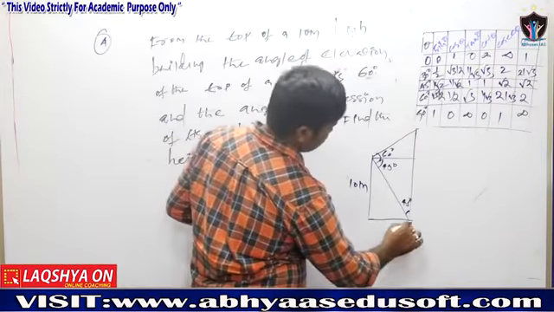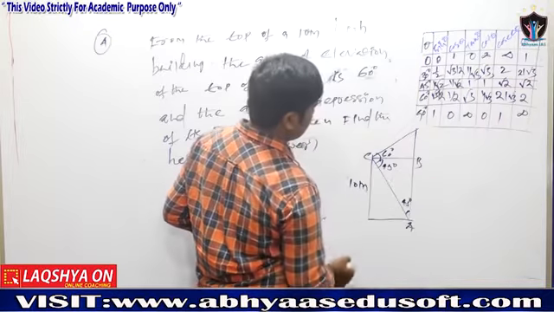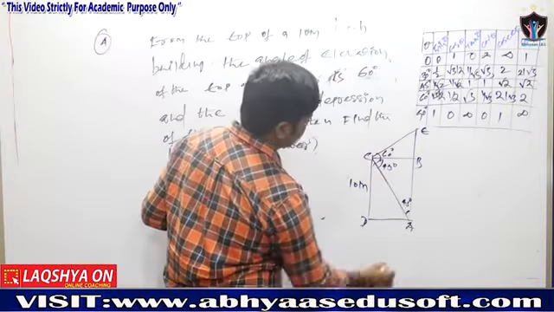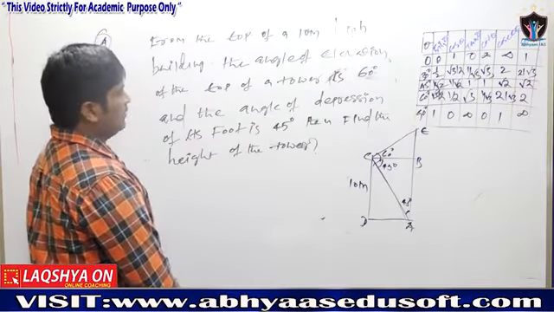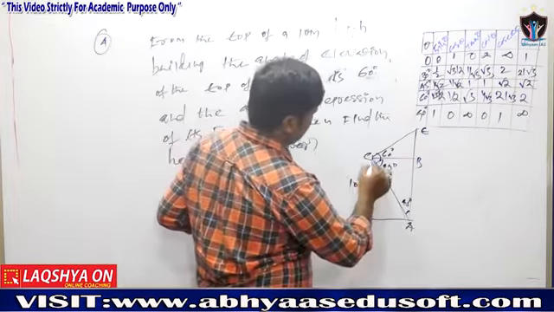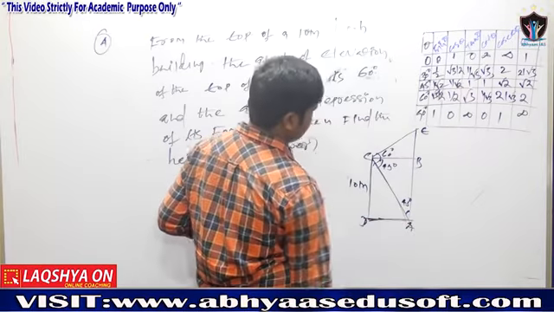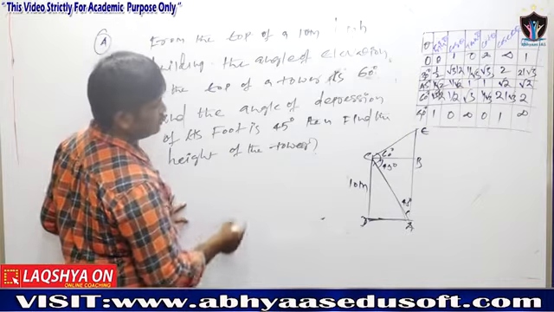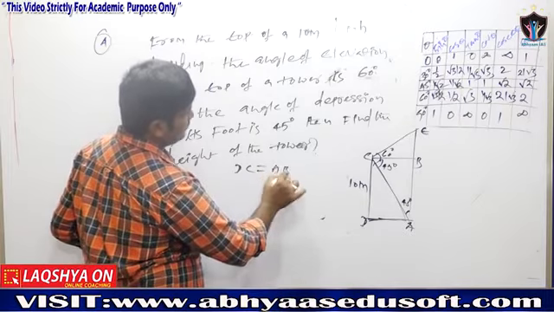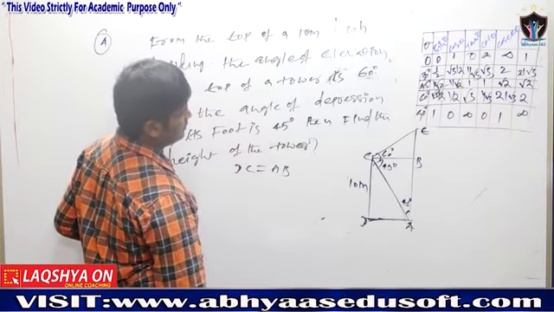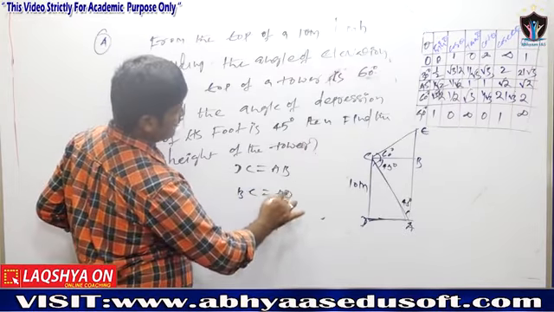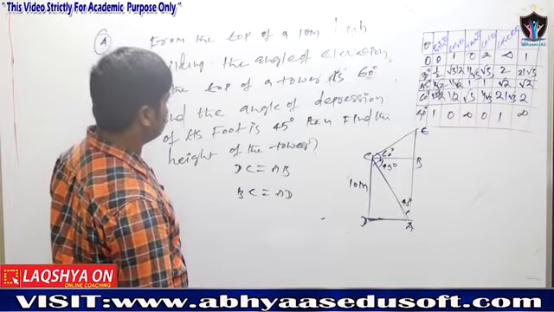Now let us take this as A, this is B, this is C, this is D, this is E. We can directly see how the questions will be mingled. Now we simply have to calculate this part. According to the diagram, DC is equal to AB, and BC is equal to AD.